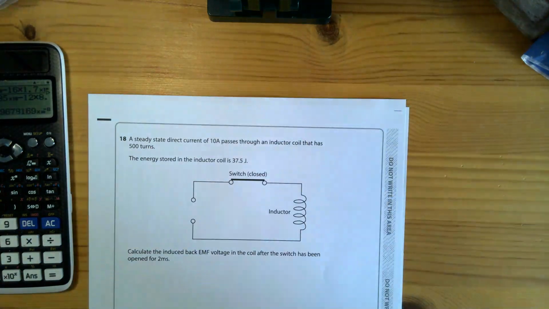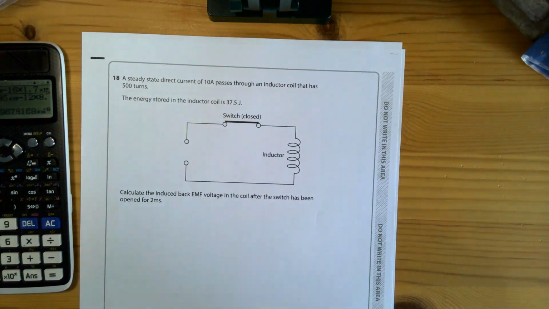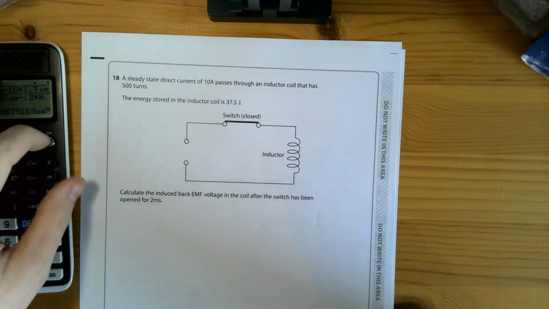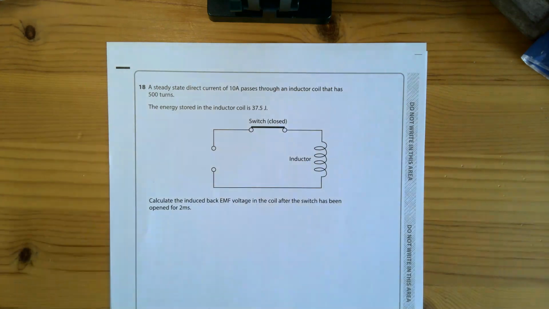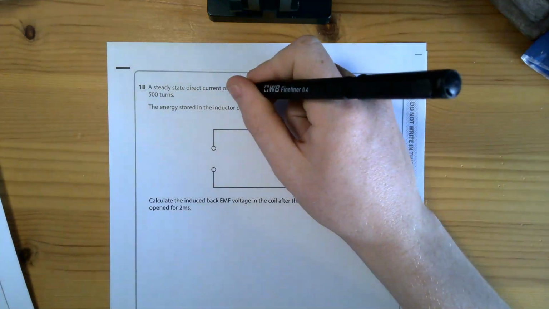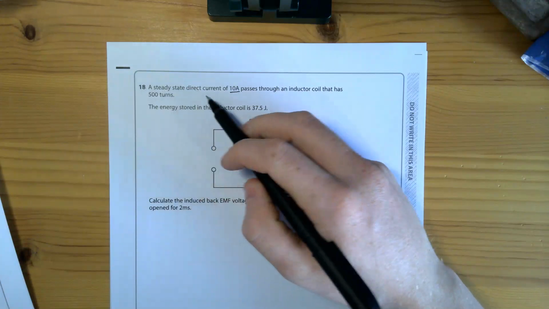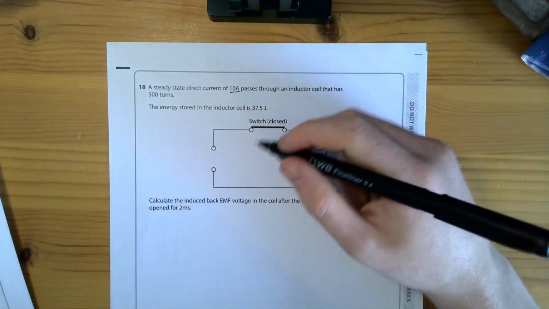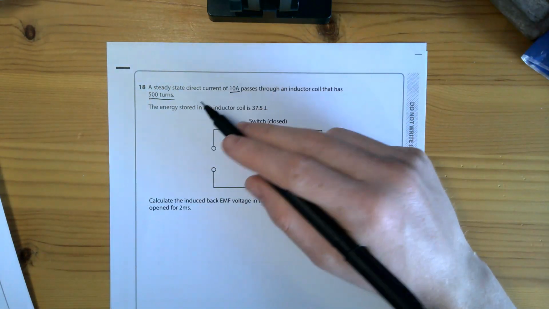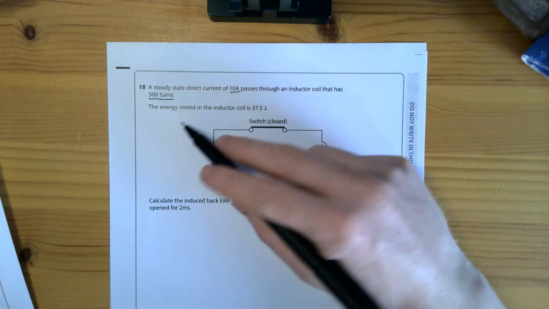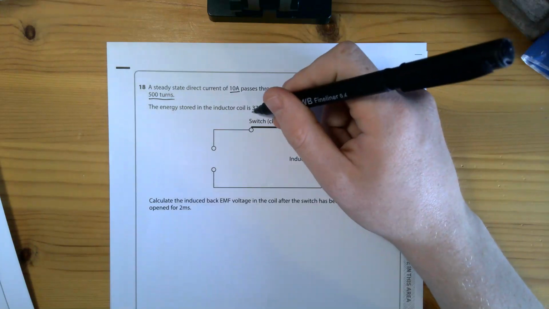Right. Ooh, this is an interesting question. Let's grab that formula booklet again. Right, let's quickly underline important information. 10 amps. A steady state direct current passes through the inductor coil that has 500 turns. 500 turns, that's important. Therefore, I'm probably going to need a formula that involves N and I, so that's going to be useful. The energy stored in the inductor coil, that's going to be very useful as well.